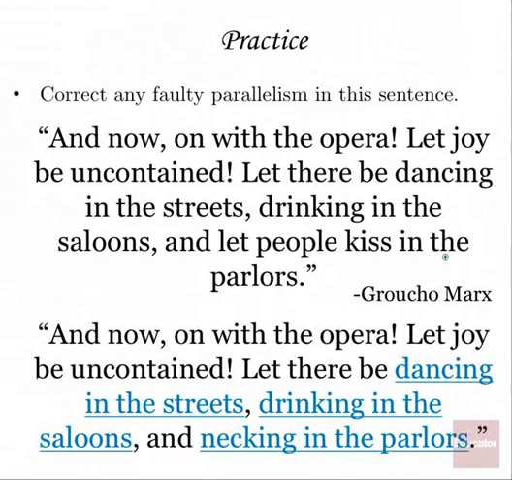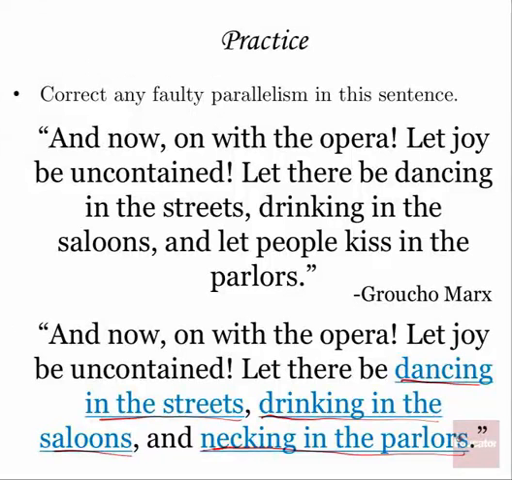And here's the original line, which was parallel, which is why so many people remember it. And now, on with the opera. Let joy be uncontained. Let there be dancing in the streets, participle plus prepositional phrase, drinking in the saloons, participle plus prepositional phrase, and necking, which is an old word for kissing, in the parlors. Once again, we have parallel structure, and it becomes a much clearer and more memorable and funnier line. Dancing in the streets, drinking in the saloons, and necking in the parlors. It's what made the line good and what made so many people laugh when the movie first came out.